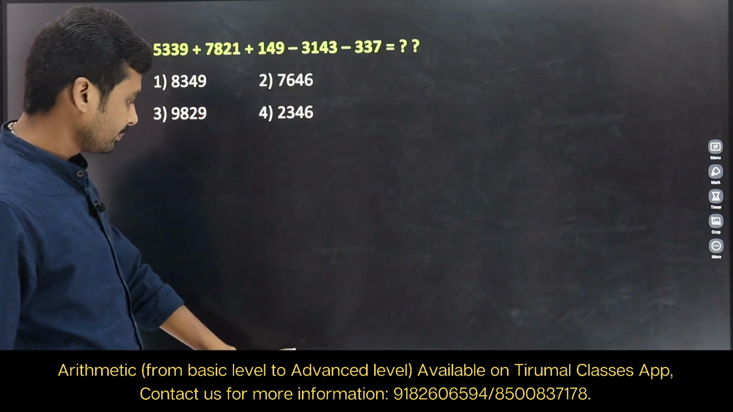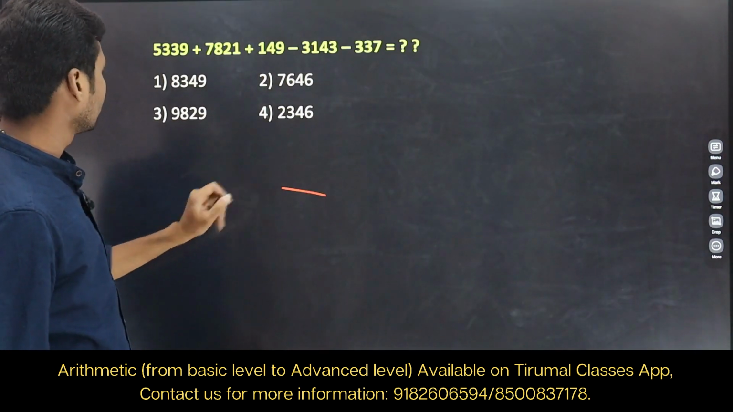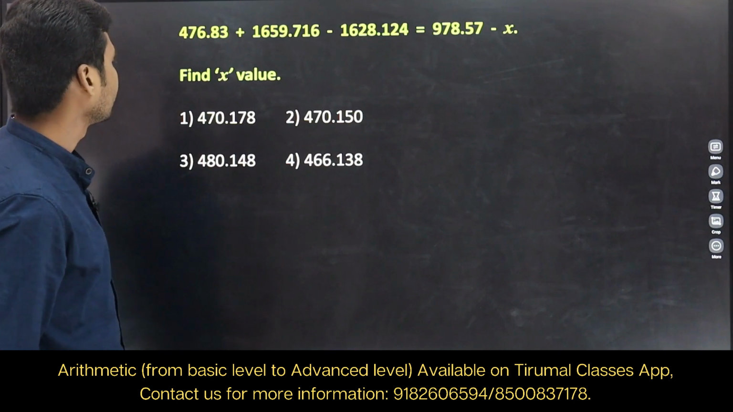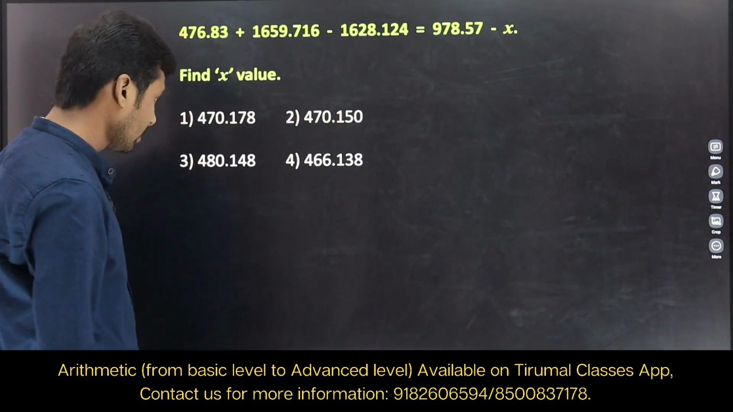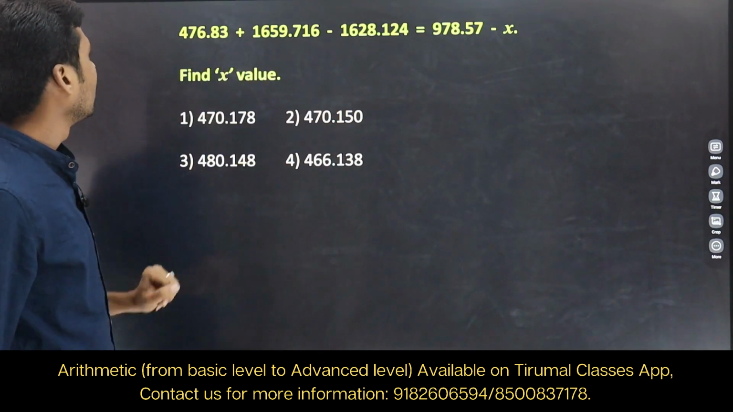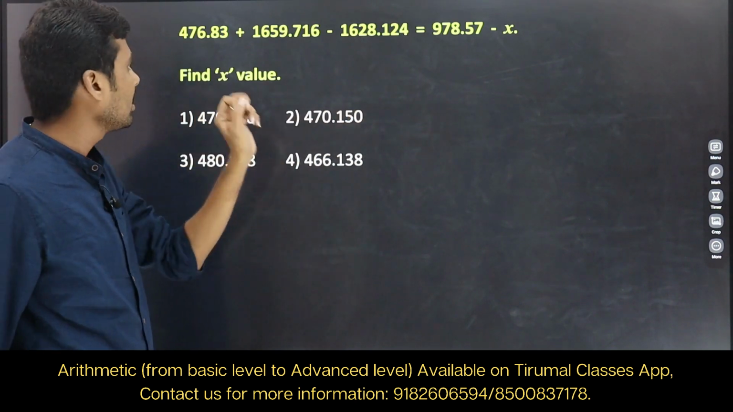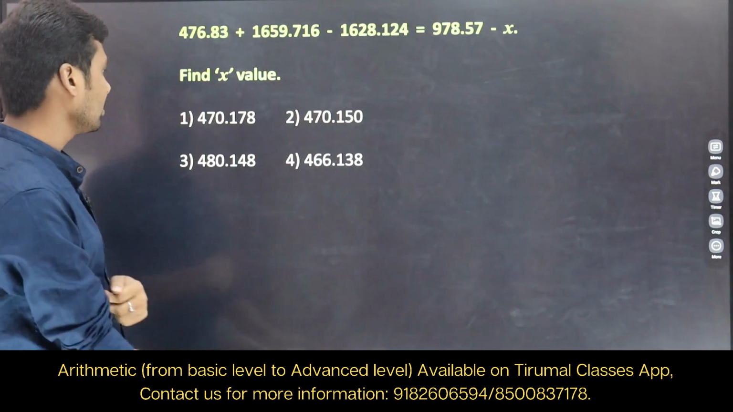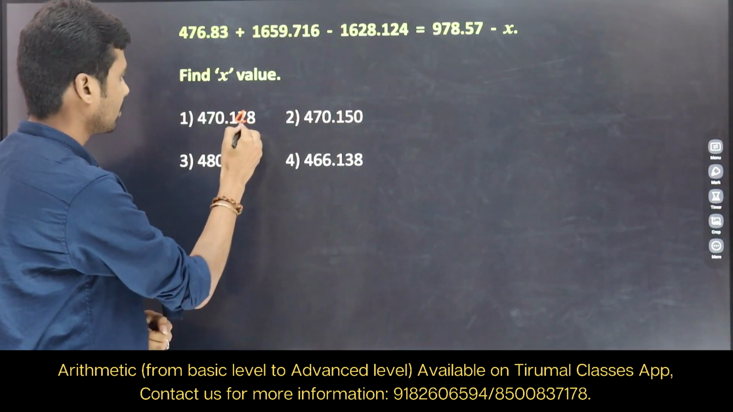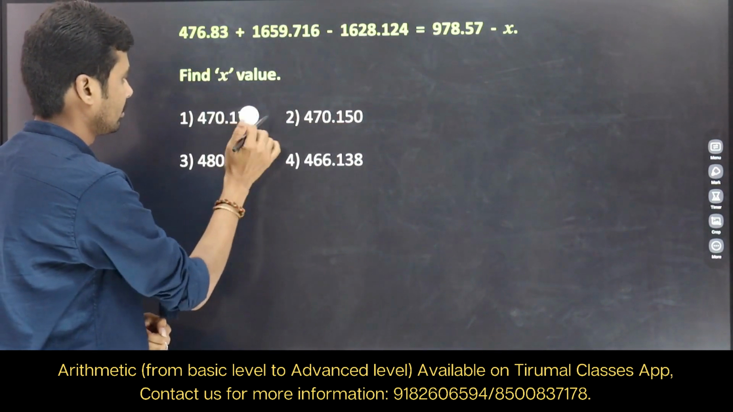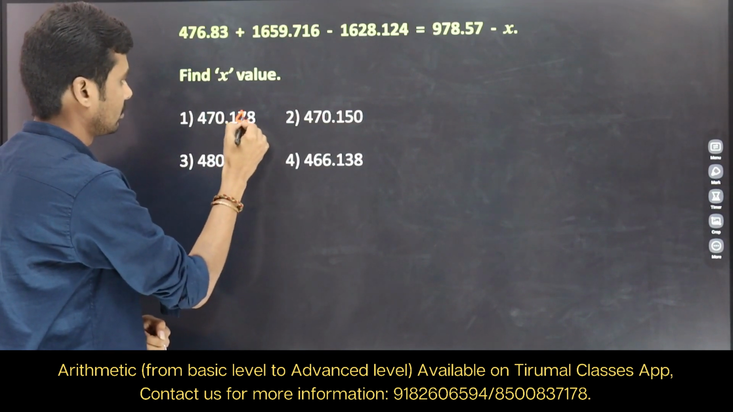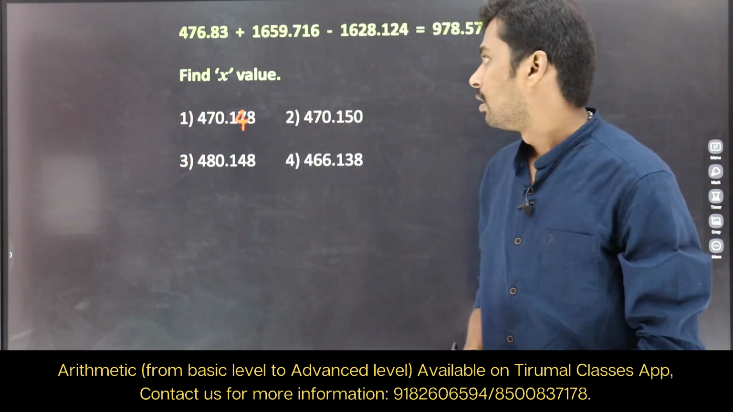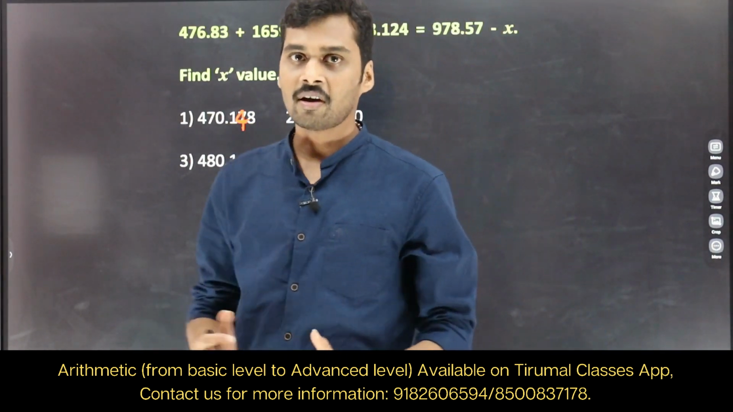Let's go to the next problem. Read this problem. Here an equation is given, and we are supposed to find the x value. By the way, there is a small change in the options. Here you just write it as 148. There's a printing mistake, just correct this option as 148. Now do it on your own, and we'll get the answer.